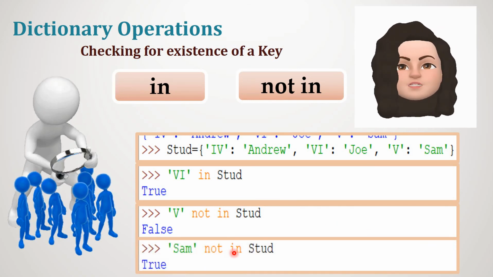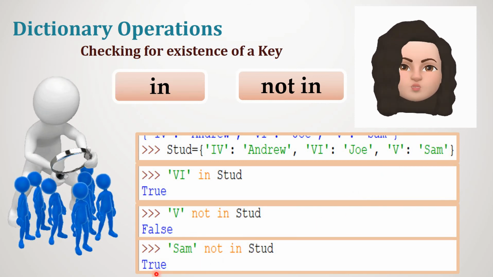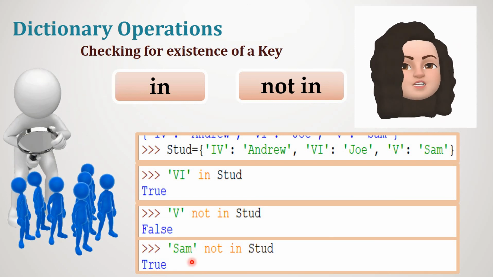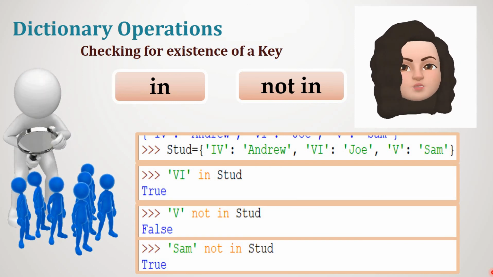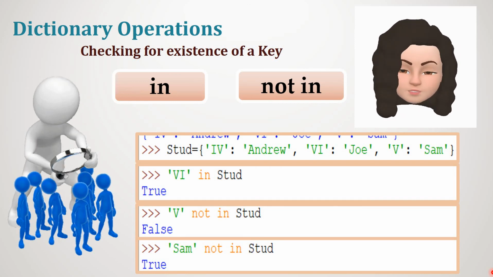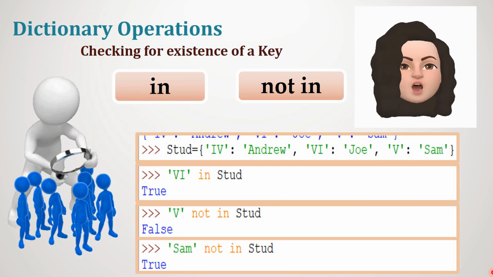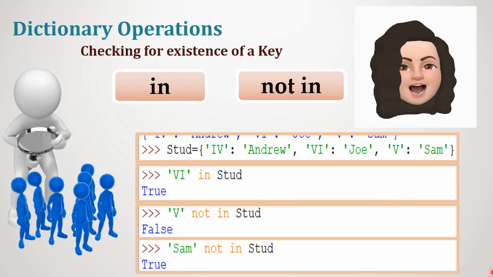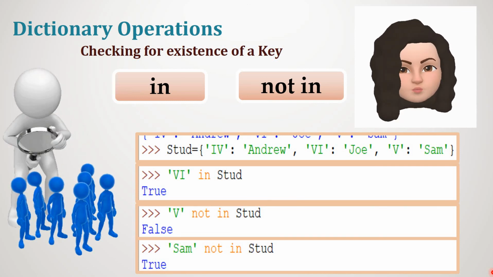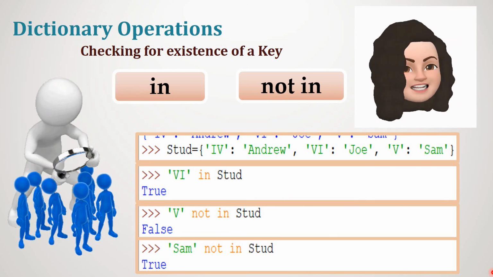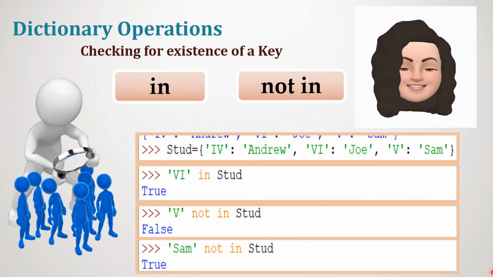Now I am giving Sam not in STUD. You can see the dictionary: Sam is present in the dictionary, but it is still returning true. Why? Because Python will check the existence of the key only, not the value. You cannot check whether a value is present in the dictionary using the in, not in operators. You can check only for the existence of the key. So even though the value Sam is present, Python returns true for Sam not in STUD because Sam is not a key, it is a value. So Python will check only for the existence of a key.